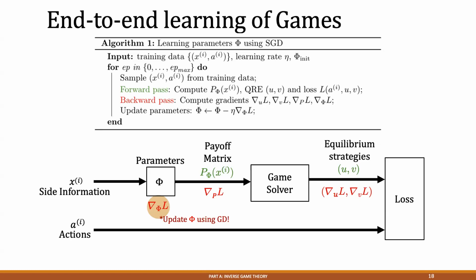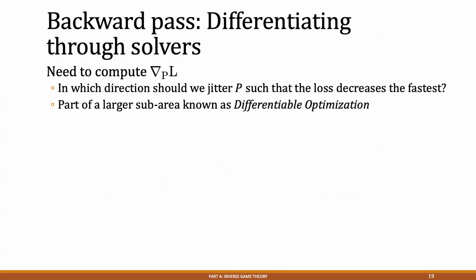So this is a standard procedure that's very common in machine learning. What is interesting, however, is how do we propagate gradients through this game solver? The game solver is an optimization procedure, and typically we don't propagate gradients through an optimization procedure. So that's the main contribution of this work, at least. So the forward pass basically is just this game solving process. I won't get into it because it's standard things in the literature. But the backward pass is a bit more interesting, as I mentioned.